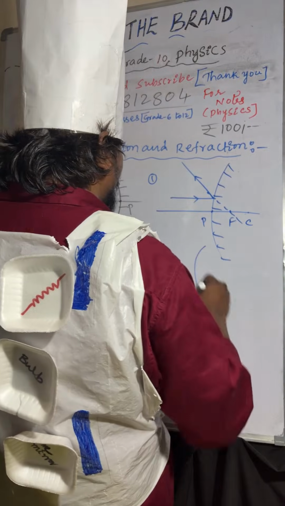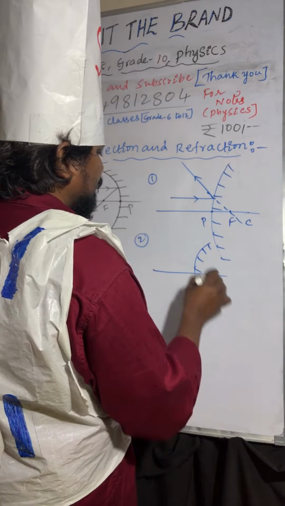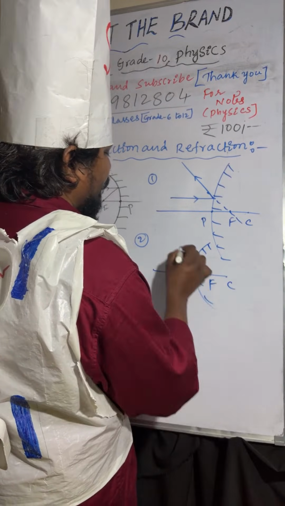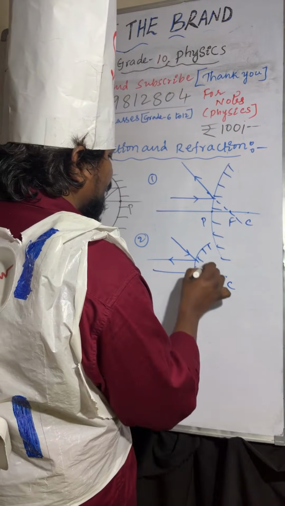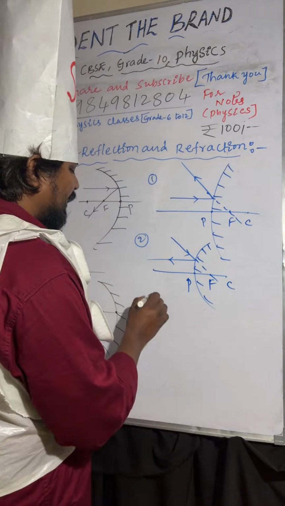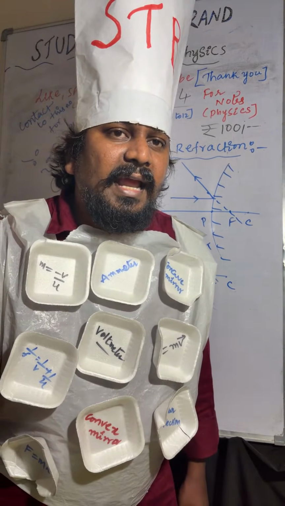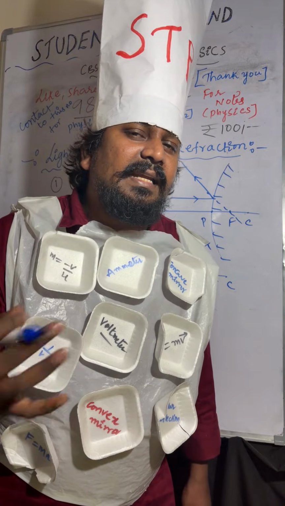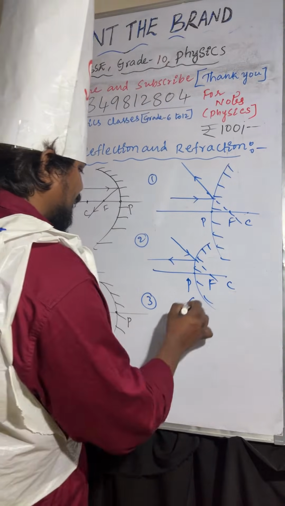So here I am taking it like this: pole, focus, center of curvature. The light ray passes like this, and after that moves towards infinity. Coming to the third one: a light ray passing through the center of curvature retraces its original path. Yes, so you can observe here.